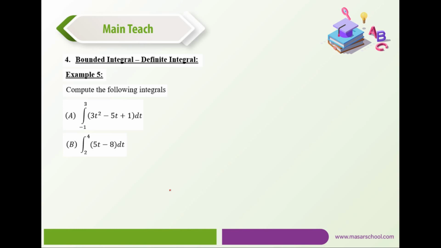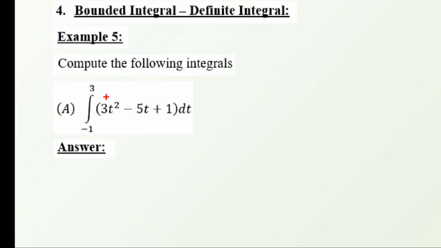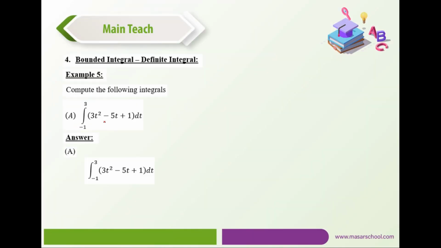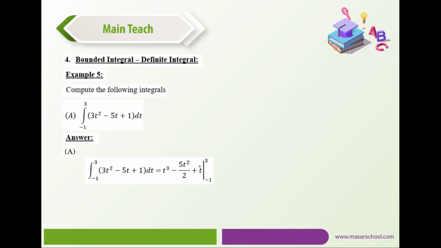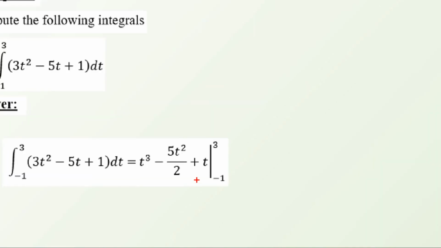Example 5, compute the following integrals. Okay, for part A, we need to compute the following integral bounded between -1 and 3. So the way to do that is to proceed with finding the integral of this function. Quadratic would be cubic, linear would be quadratic, constant would be linear, computed between two different instants, -1 and 3.